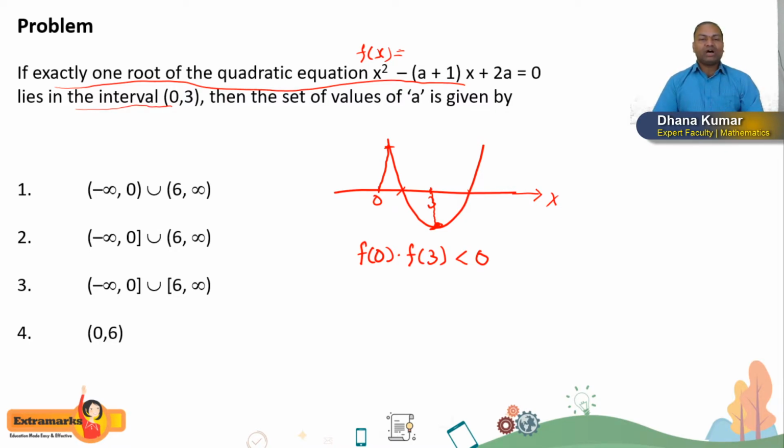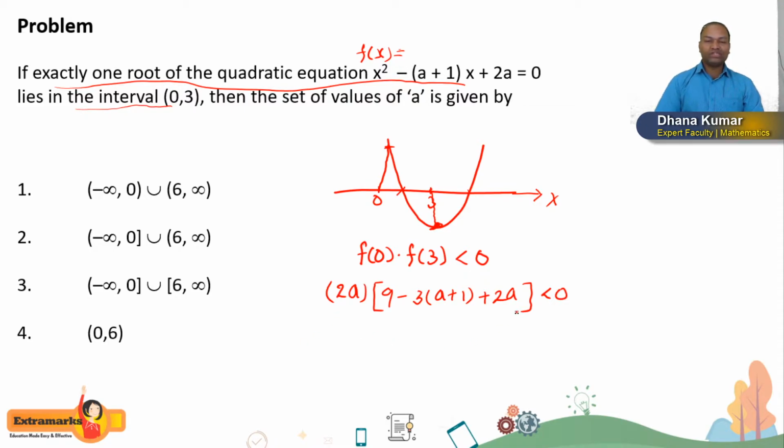Okay. Now simple after this, f of 0. f of x is equal to this one. f of 0 means what? Put x equal to 0. Understood? Right. So put x equal to 0. 0 into something is 0. Remaining is 2a, into f of 3. f of 3 means put x equal to 3. 3 square is 9, minus a plus 1 into 3, that is 3 times a plus 1, plus 2a, which is less than 0.